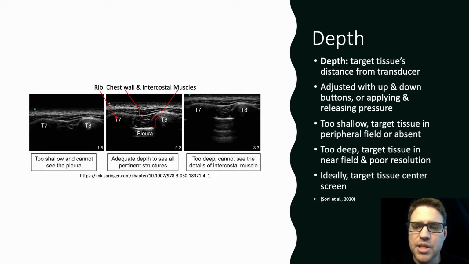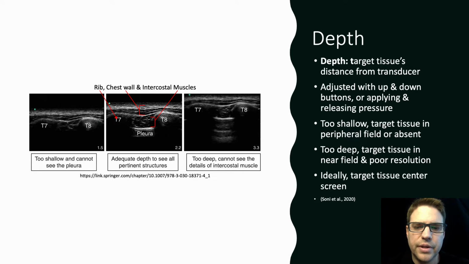If the imaging depth is too shallow, the target tissue may present in the peripheral field or be absent altogether, which will produce a poor quality image or an inaccurate image, causing an inaccurate diagnosis. If the imaging depth is too deep, the target tissue will appear in the near field and have poor resolution, which may also lead to an inaccurate diagnosis. Ideally, the target tissue should be positioned in the center of the POCUS screen.